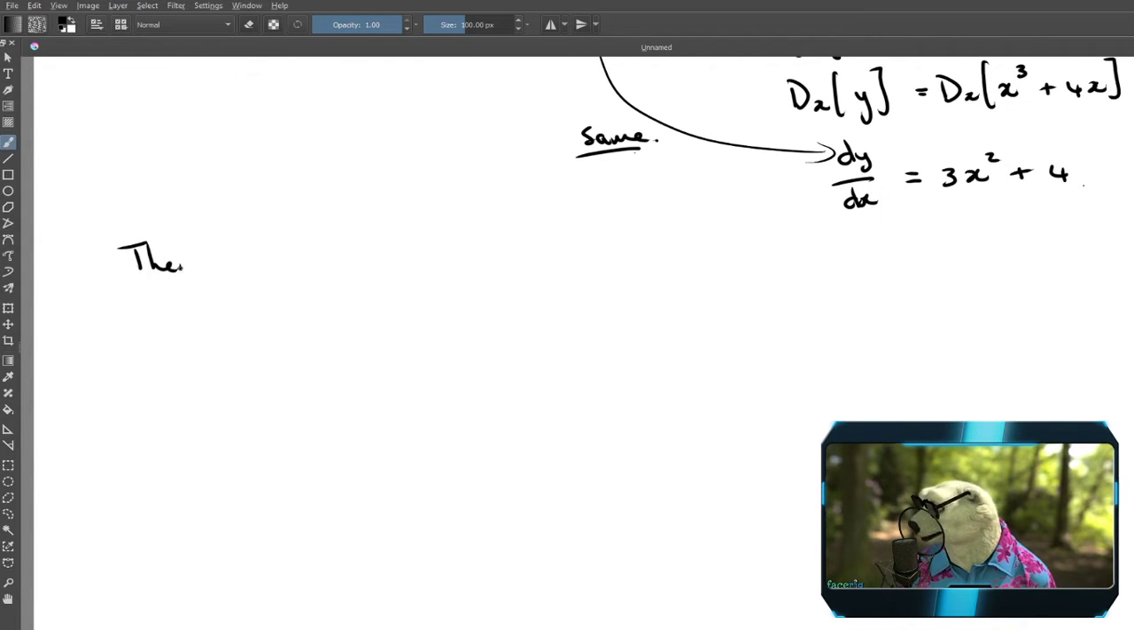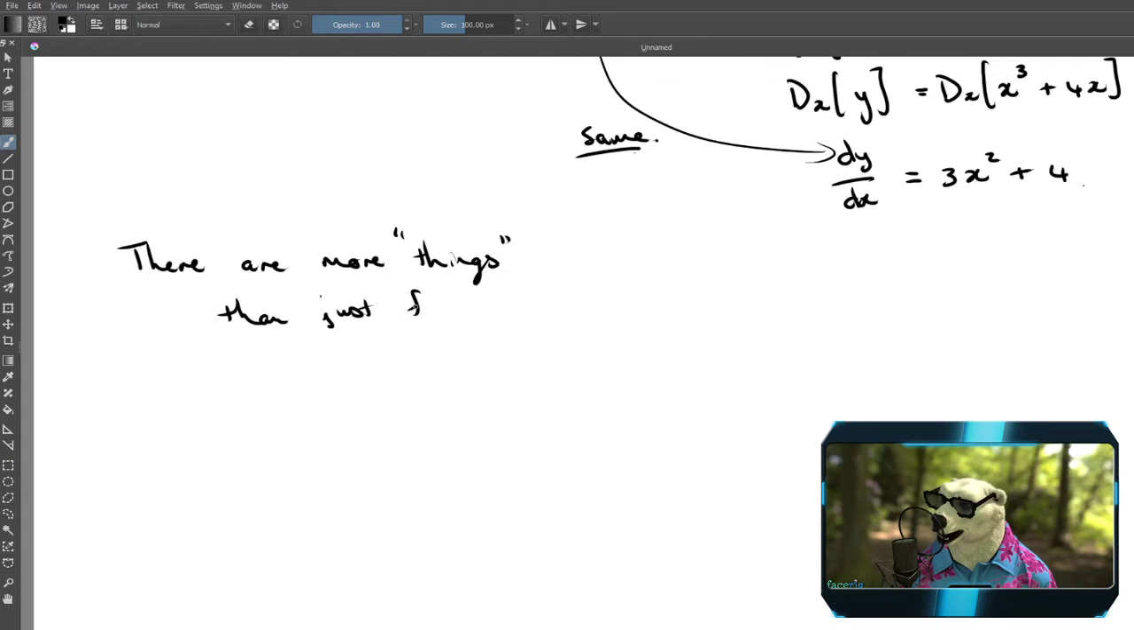Because, I'll write it like this, there are more things, and I use things in the most technical way, than just functions. Things that have graphs. For example, the simplest one that you may be aware of is the equation x squared plus y squared equals, let's go with 1. This is not a function.